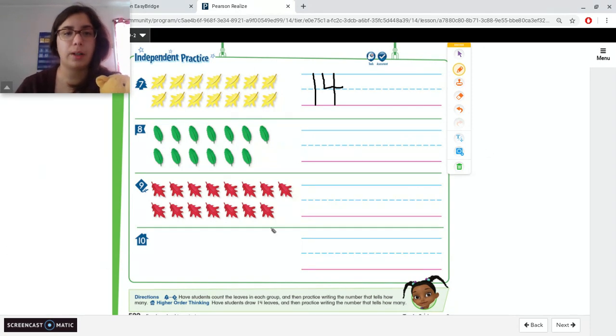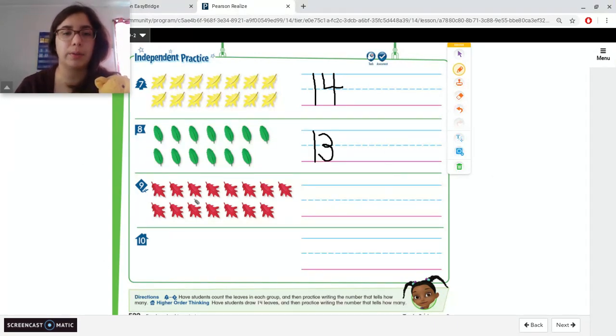Good. Now I want you to count how many green leaves you see. When I say go, I want you to start counting from 1. Ready, go. How many leaves did you count? 13. Let's double check. 1, 2, 3, 4, 5, 6, 7, 8, 9, 10, 11, 12, 13. Good job. So we're going to write the number 13, which looks like a 1 and a 3 to show how many leaves we counted.